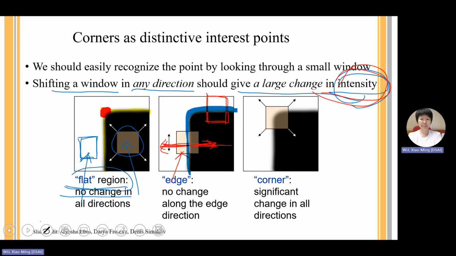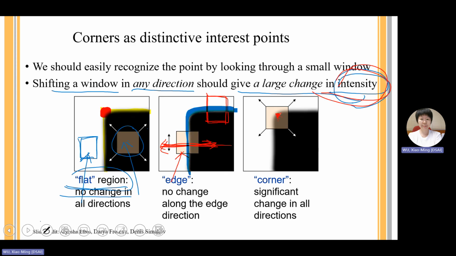Then what's different for corners? If we place the window at a corner position, which means the center of the window is a corner point, what happens? If we place this small window at a corner position, you can see that.